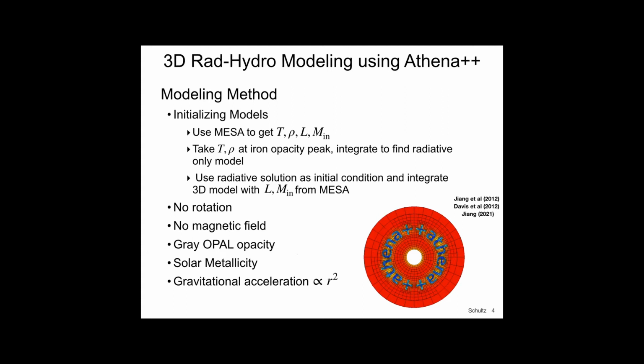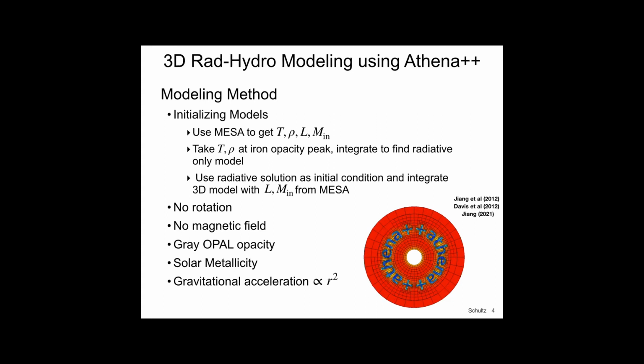1D integration, matching the inner boundary with MESA. We then use that as the initial condition, so we don't have to initialize convection in these models, but we still then blast that initial condition with a high luminosity, or a luminosity from the MESA model, keeping the internal mass within that inner boundary fixed and doing an R² gravitational acceleration.